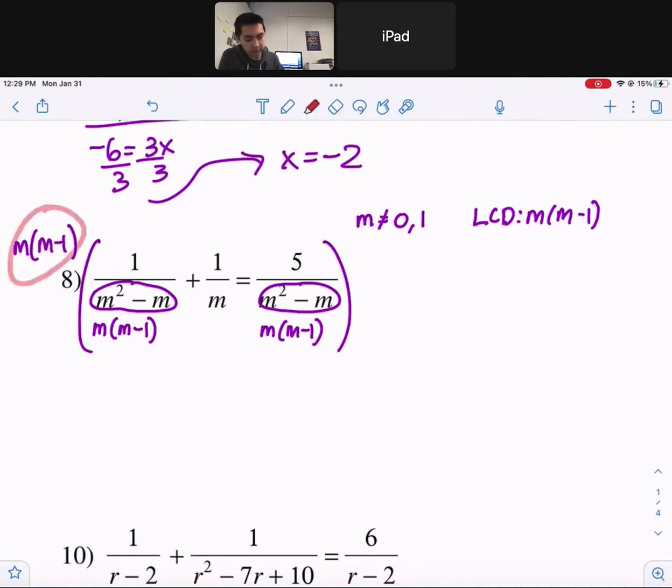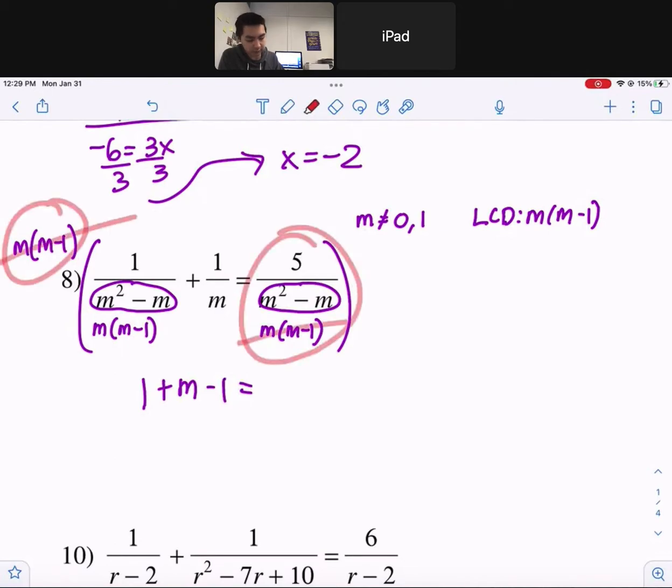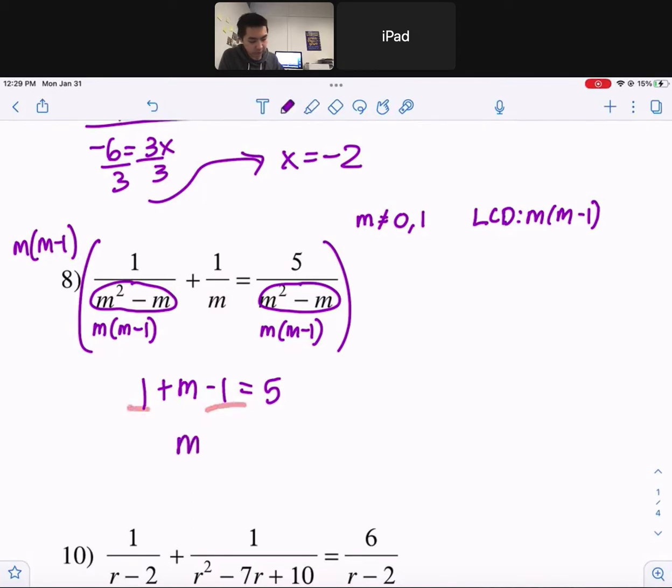So you multiply this times this. The m and the m minus 1 cancel, so all that's left up top is just a 1. This times this, the m's cancel, so we got m minus 1 times 1, which is just m minus 1. And this one, times this, the m times m minus 1 cancel, so all you're left with is a 5. So combine like terms, 1 minus 1 is 0, so we just have m equals 5. M is equal to 5.